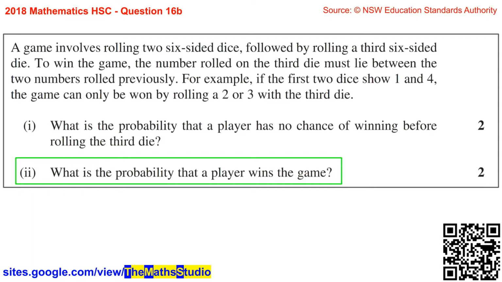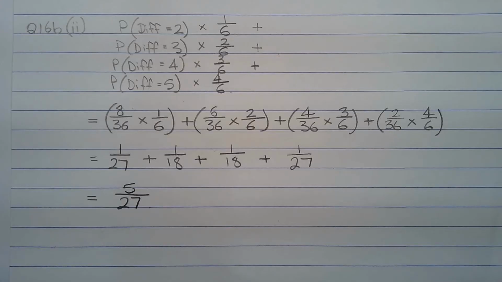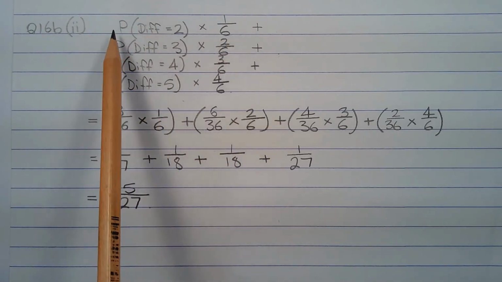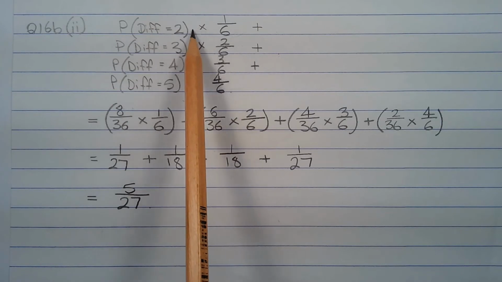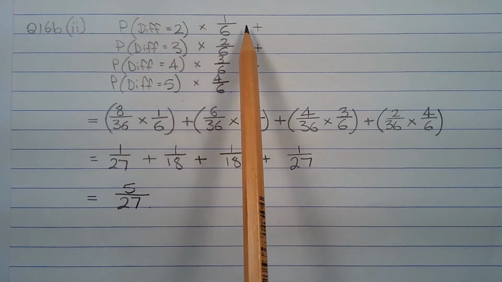Part 2. What is the probability that a player wins the game? Part 2 may be answered by considering the various cases that result in a win. In the first case, we have a difference of 2 on the first two dice, which gives us one possible outcome on the third die for a win.